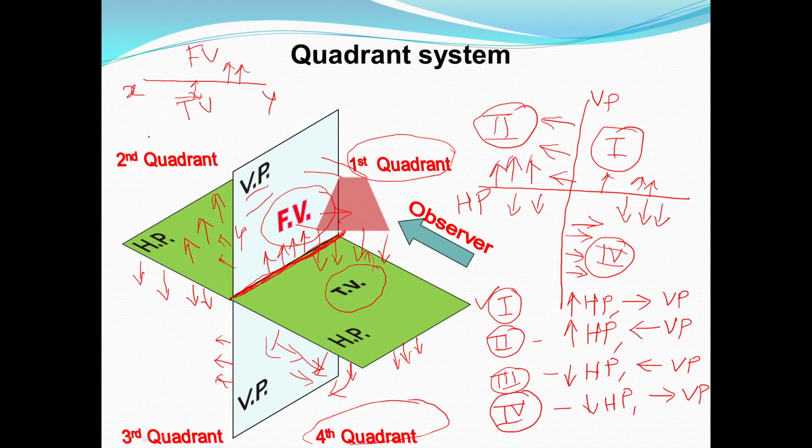So note it down here. For the first quadrant, the front view of the object is above the xy line, the top view of the object is below the xy line.